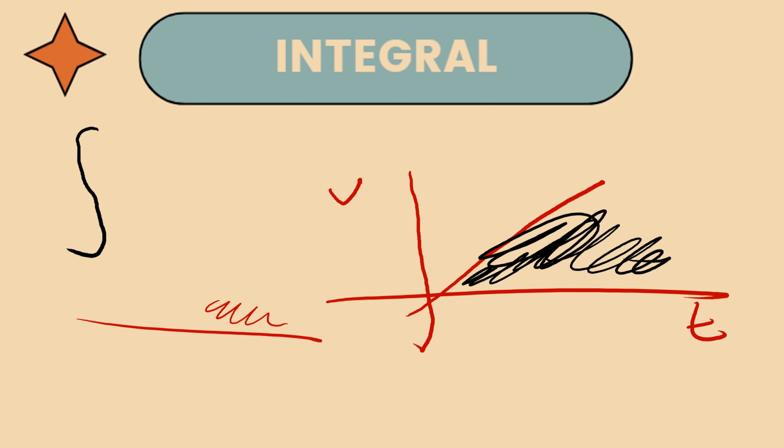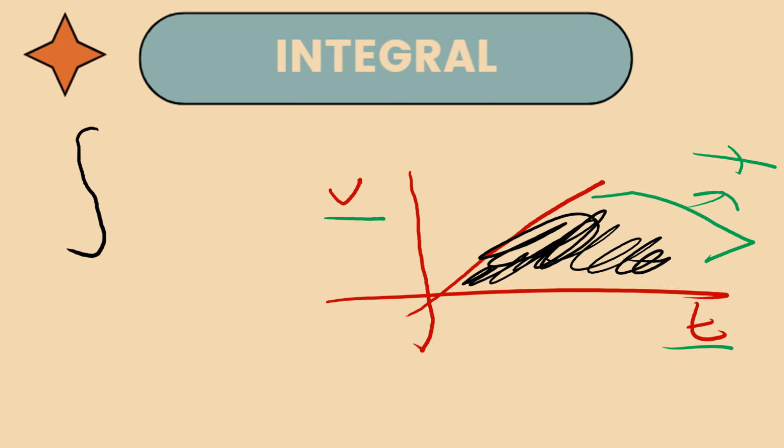But what could this area under the curve indicate for us? Why is it useful? Why do we need to know the area under the curve? For a velocity time graph, when we find this area under the curve, it gives us the displacement that the object moved through.